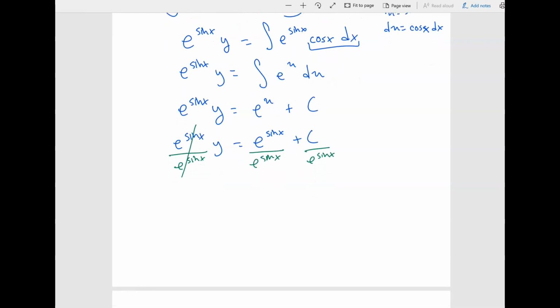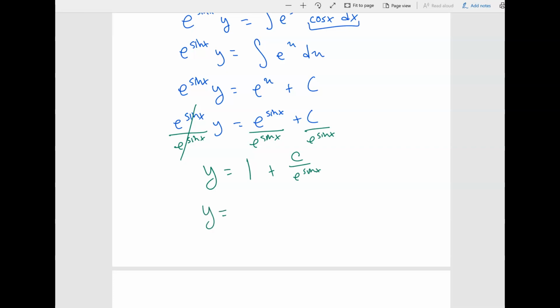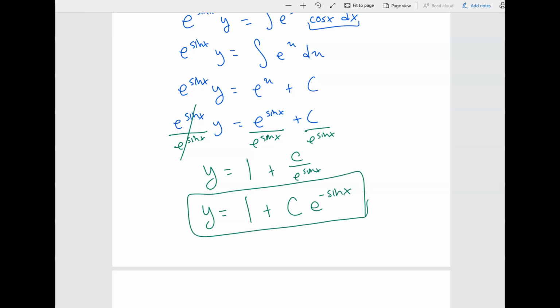Okay. So this goes away. Y is equal to, this thing is 1 plus c over e to the sine x. So something that you can do actually is you can make this a little nicer. Bring this to the top so it will be e to the negative sine x. Okay, that'll make it a little nicer.